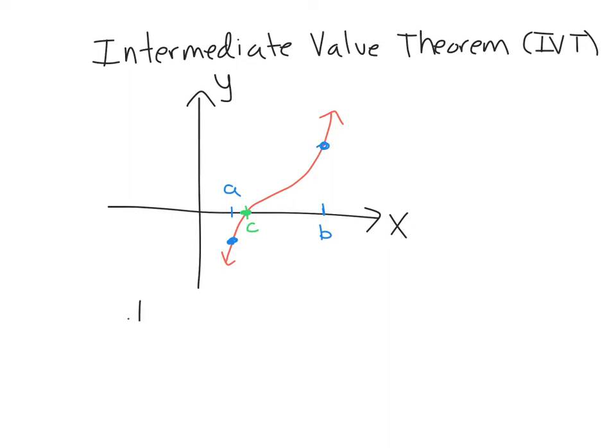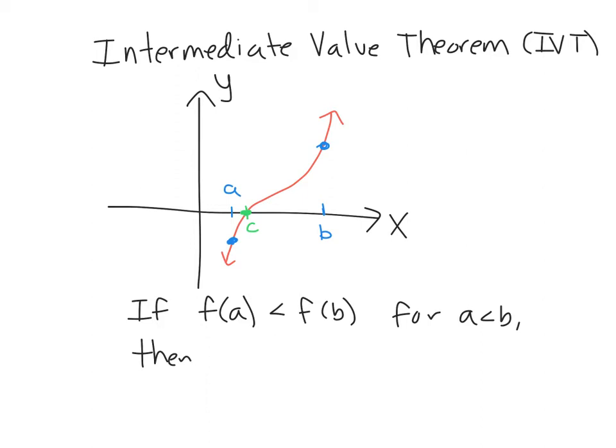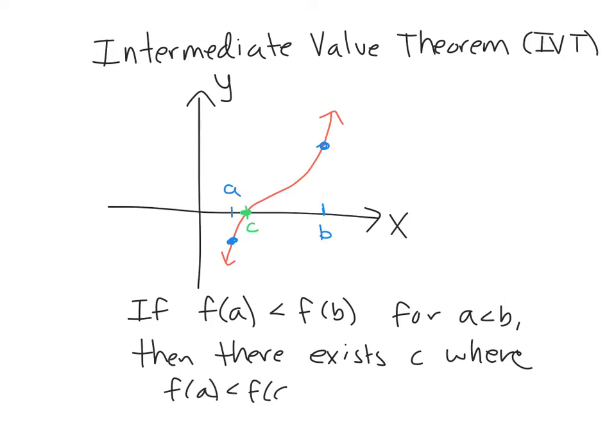So the intermediate value theorem says if f(a) is less than f(b), for a less than b, then there exists c where f(a) is less than f(c) is less than f(b) for c in the interval a to b.